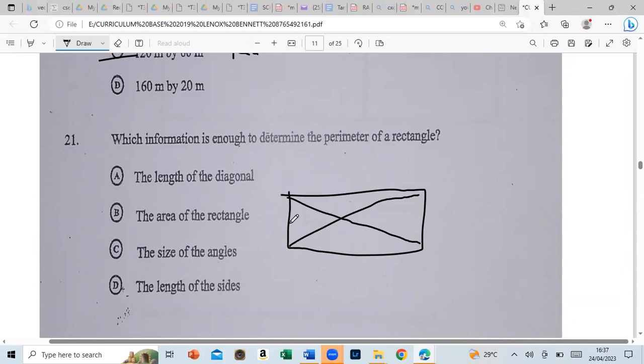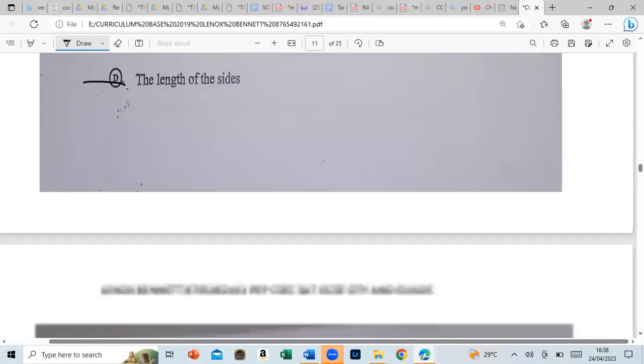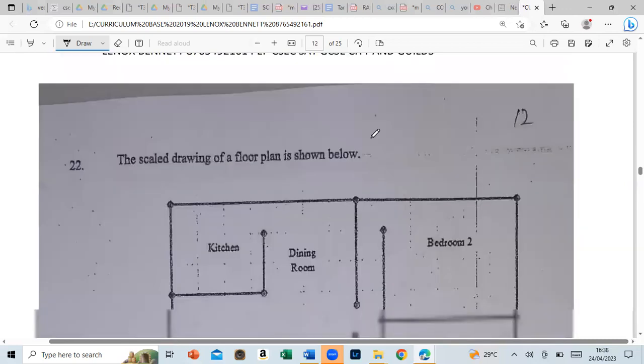That doesn't necessarily mean we can find the area of the rectangle. The sides of the angles, we know that the size of the angle already is 90. That doesn't mean we can find the perimeter, but once you know the length of the sides, then that will be. So for 21, I'm going with D as the best answer. All right, let's move on to 22.